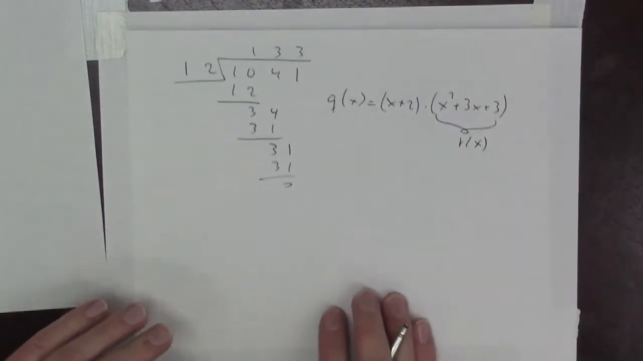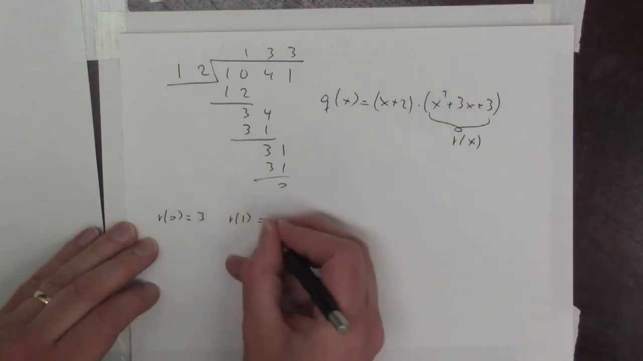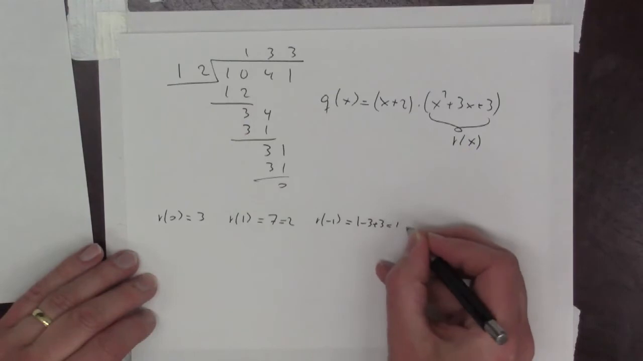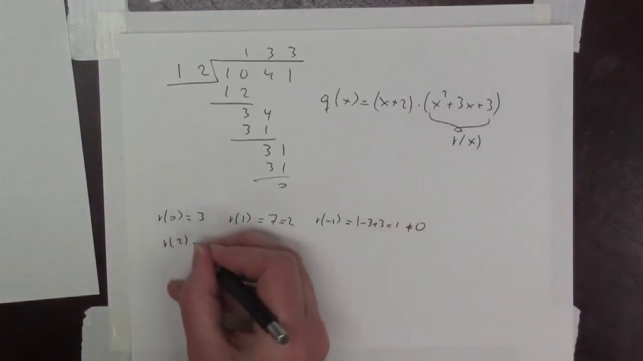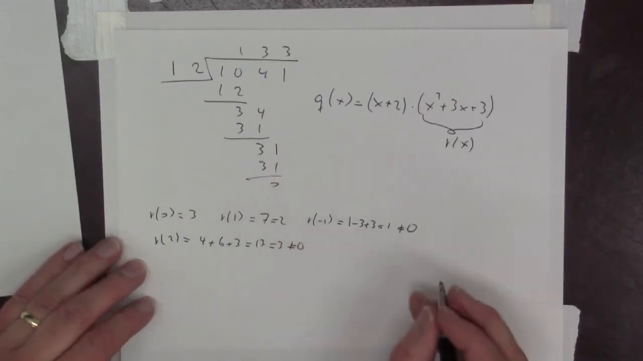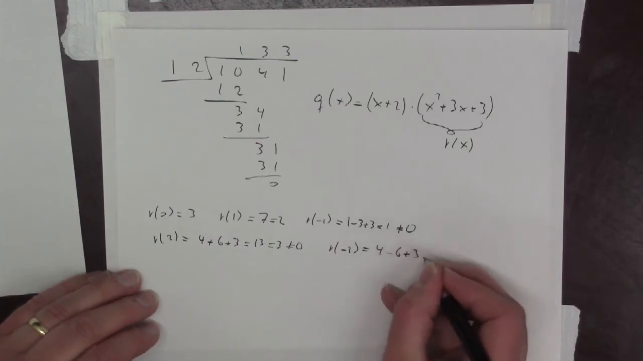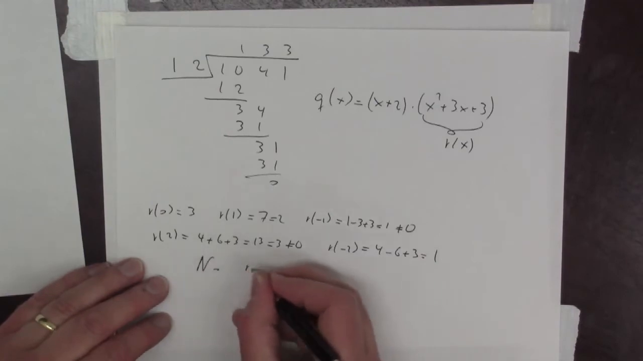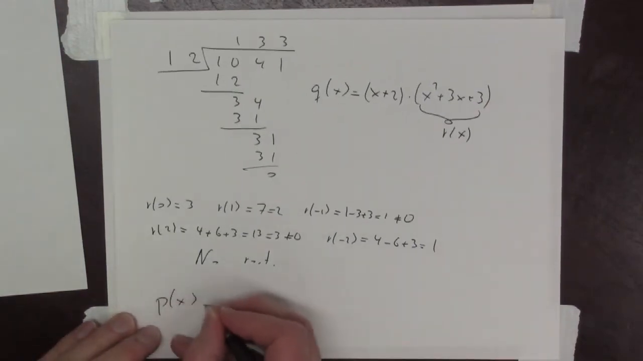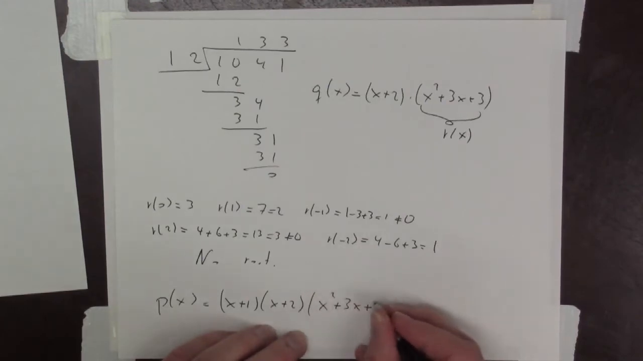Does r have a root or factor? Well, we can easily check that. r of 0 is 3, r of 1 is 7, which is 2, r of negative 1 is 1 minus 3 plus 3, which is 1, different from 0. Then r of 2 gives 4 plus 6 plus 3, 13, which is 3, non-zero. And then r of negative 2, i.e. r of 3, I get 4 minus 6 plus 3, which is 1, so no root. Since it has degree 2, it hence is irreducible. So the big polynomial P of x has the first factor we found, then the factor x plus 2, and then the quadratic factor x squared plus 3x plus 3.